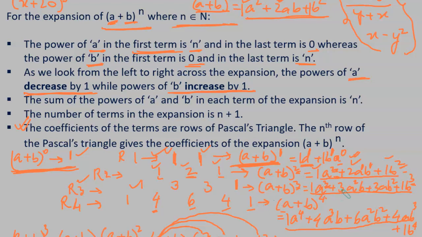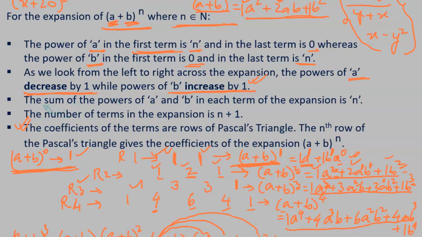For a plus b whole to the power of 3, the first term contains a power of 3 for a. The second term is 2 for a, the third term is 1 for a, and the last term, the fourth term, is a to the power of 0. So the powers are getting decreased by 1 for a, the first term of the binomial expression. Whereas for the second term of the binomial expression, it starts with 0 and ends with n, and in every term the power gets increased by 1.